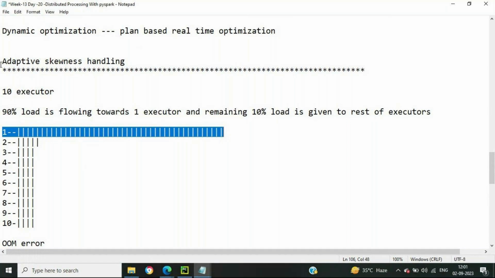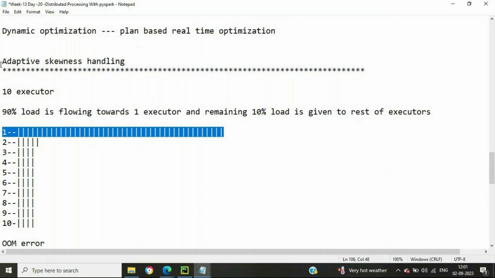Any configuration changes need to be done for this adaptive? What is the configuration we need to change for that?